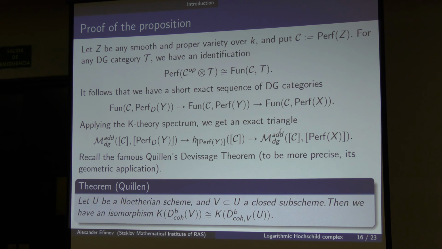The geometric application of this Quillen's dévissage theorem is the following. If U is any Noetherian scheme and V a closed subscheme, then K-theory of the derived category of V is identified by the push-forward functor with K-theory of the derived category supported on V. So these are completely different categories, but their K-theories are identified.